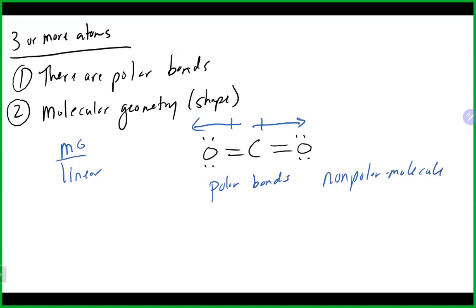So this is a really good example of how it is definitely possible to have polar bonds, but because of the geometry and molecular geometry, they may actually cancel each other out and be nonpolar. The reason for that is these arrows here are what we like to call vectors in physics. And vectors have direction, they have magnitude.